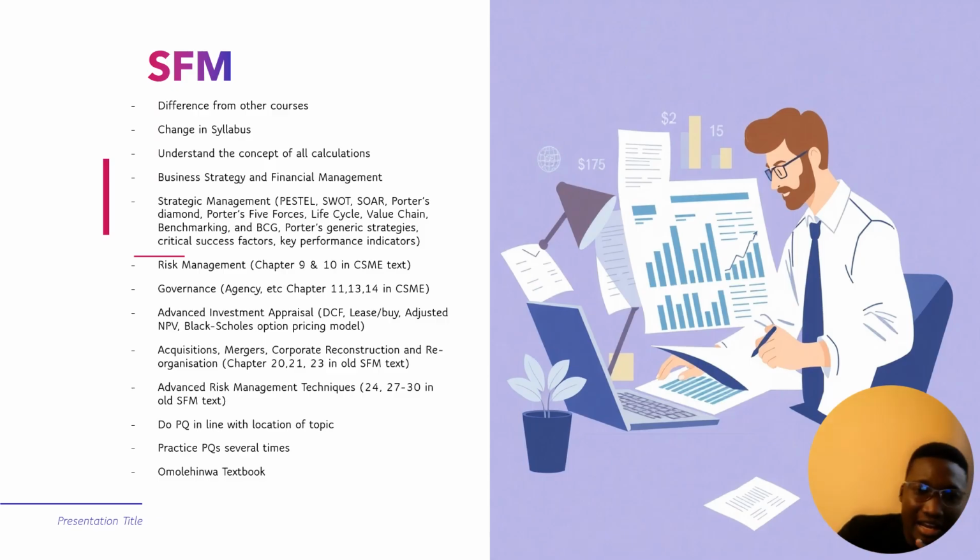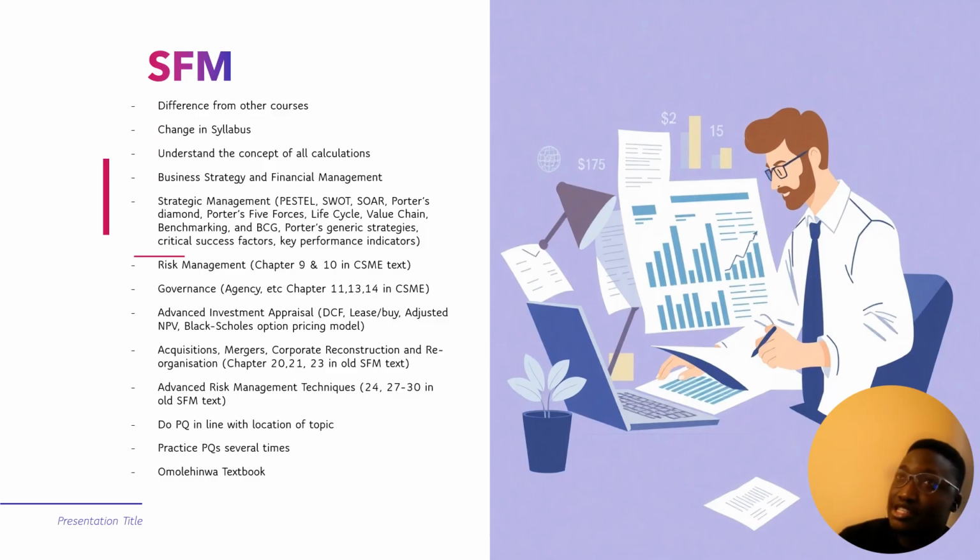Then advanced investment appraisal. The breakdown under it in the ICAN syllabus was going to be DCF. You find your DCF in your current SFM text. Their DCF can be like 2 or 3 chapters. I think it's 3 or 4 chapters actually. There's the normal DCF, there's DCF and inflation, DCF and taxation, DCF and uncertainty, and one other DCF.